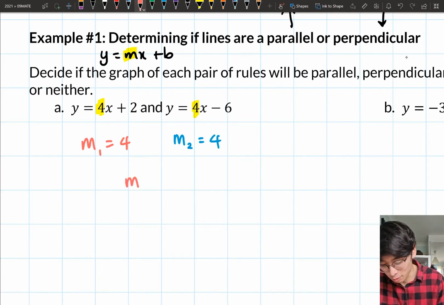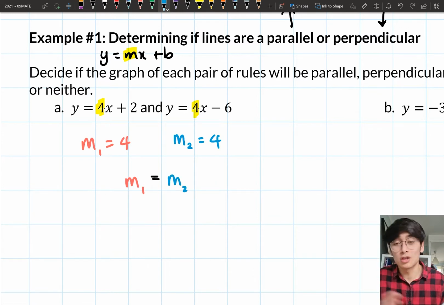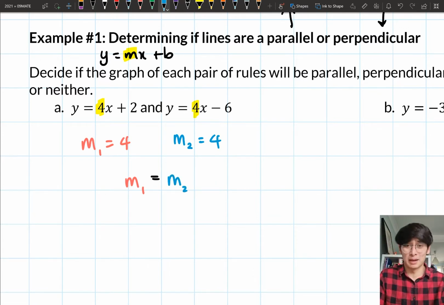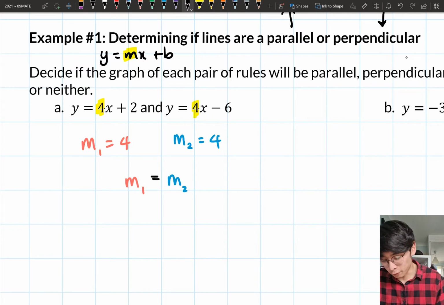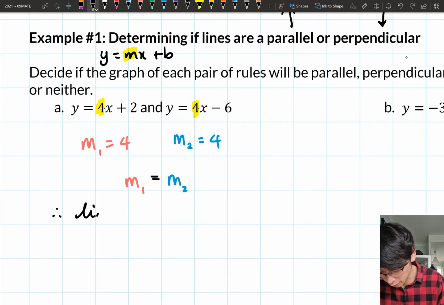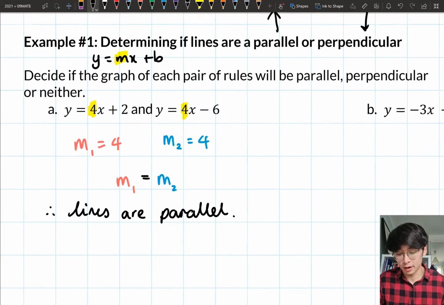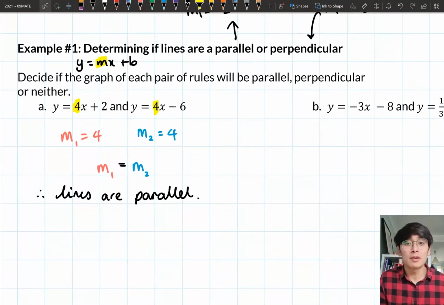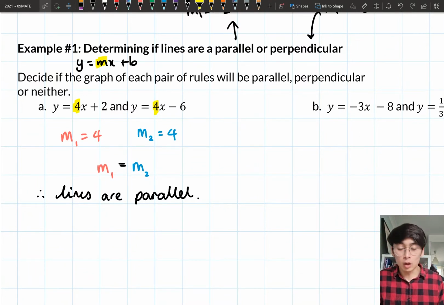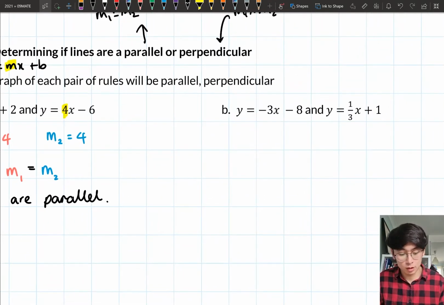So here I'm going to write m1 is equal to m2, because we can just look at those numbers and see 4 is equal to 4. Makes sense. And so therefore, the lines are parallel. There we go. Okay. So for the first one, these were parallel lines because they had the same gradient. Let's have a look at the next example. This one over here.